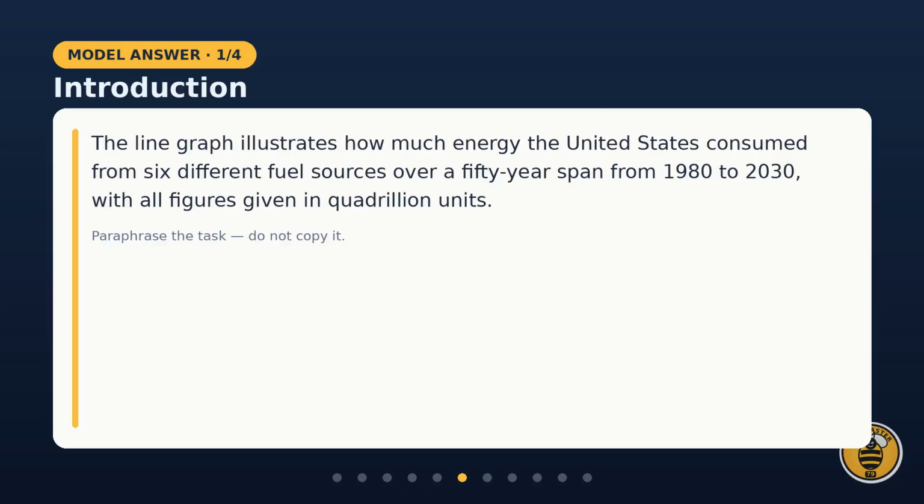Here is the introduction. The line graph illustrates how much energy the United States consumed from 6 different fuel sources over a 50-year span from 1980 to 2030, with all figures given in quadrillion units.